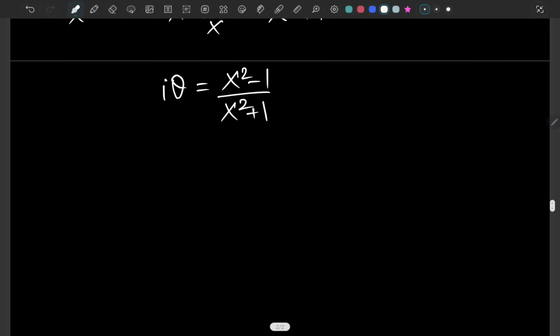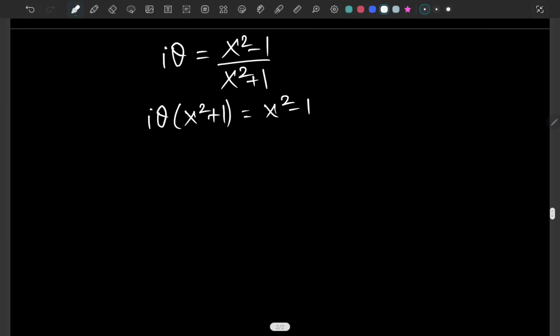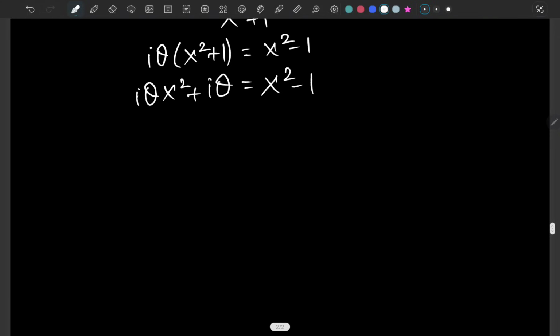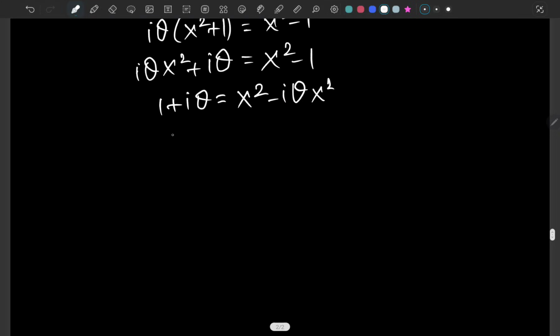Now multiplying both sides with x² + 1, so we have i theta times (x² + 1) equals x² - 1. And now we can just expand this, multiplying this to this and this to this as well. So we have i theta x² + i theta equals x² - 1. And now we are going to add 1 both sides and subtract i theta x² both sides as well. So we have 1 + i theta equals x² - i theta x², and we can factor out x² on the right hand side.